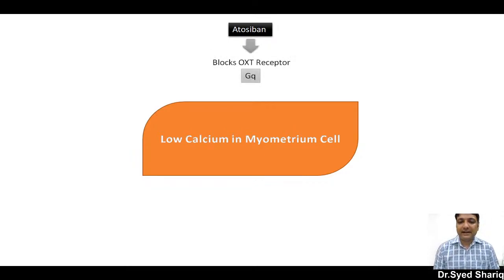Atosiban causes this by inhibiting the oxytocin receptor. We know that it's a Gq receptor, and we know that Gq receptor increases the calcium. We have seen that it increases the calcium because of the IP3, which is formed in the cell and causes release of calcium from mitochondria and endoplasmic reticulum. Therefore, blocking it decreases the calcium.